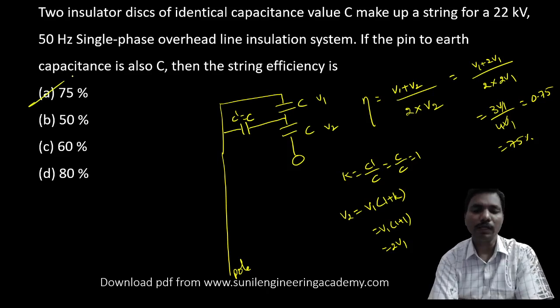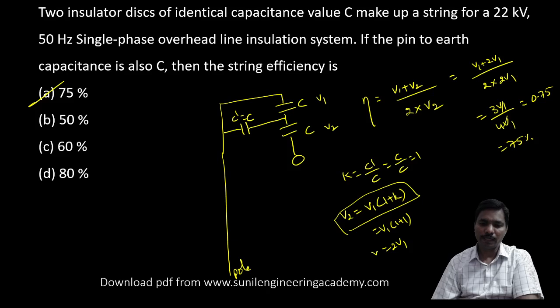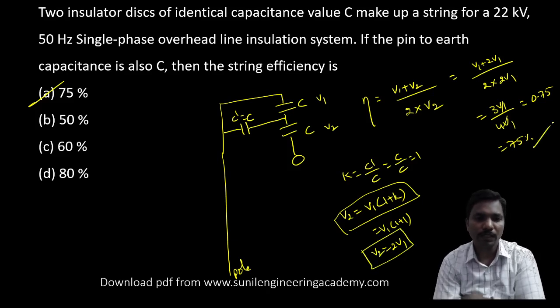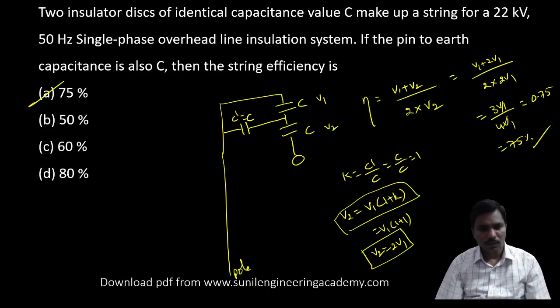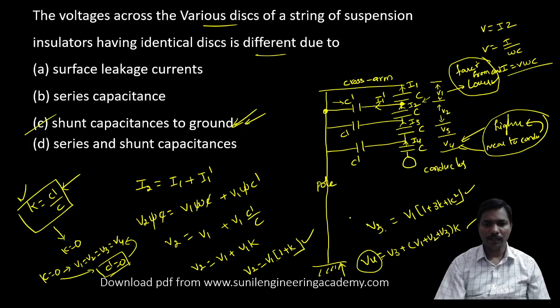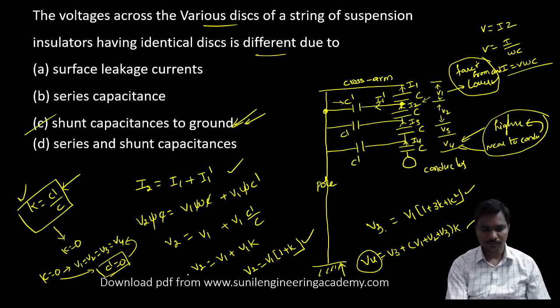75%. Okay, all of you clear? V2 is equal to V1 into 1 plus K. So V2 we will get 2V1. So that is 75% we will get. So if we know the efficiency formula and the V2, V3, V4 formulas, it is very easy. If you forget this, then you can calculate by using the formula like this.